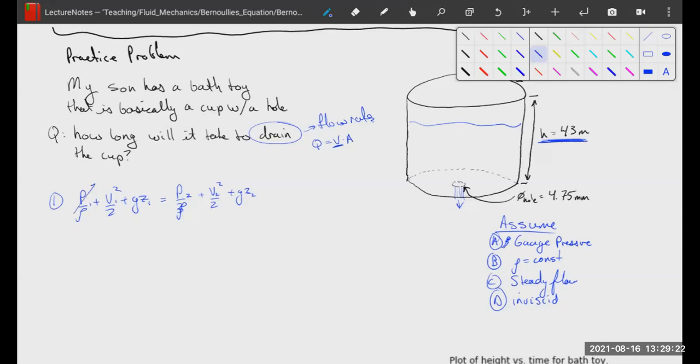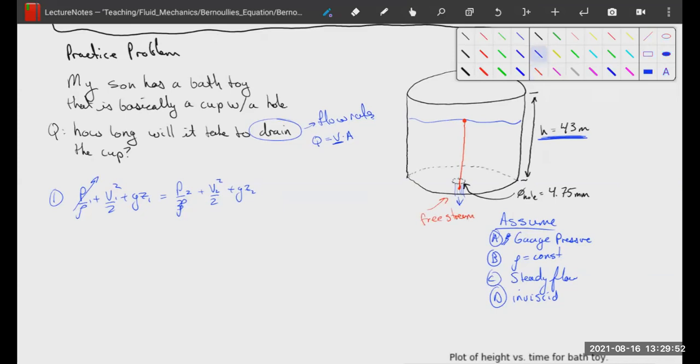We're going to cancel out our pressures once we do our streamline. Remember, you always do a streamline for Bernoulli's. So I'm going to choose to start my streamline on the surface of our fluid within our cup. And then I'm going to take my streamline down through the hole and then just out the exit of the hole. And the reason we're doing it just out the exit of the hole is because out there we have what is called a free stream.